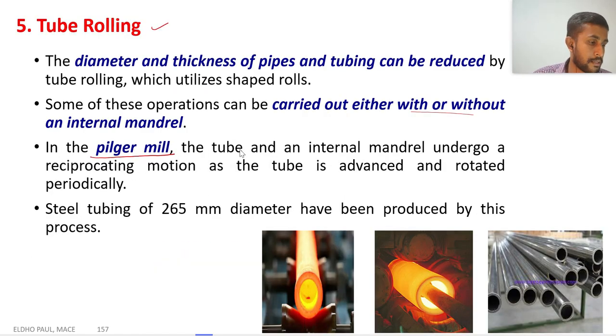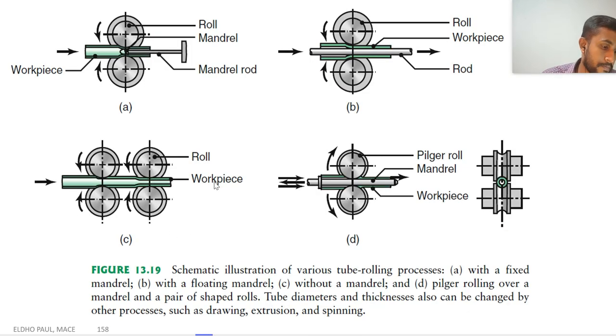So this is tube rolling. A plunger mill is used for that, and we use an internal mandrel undergoing a reciprocating motion as the tube is advanced and rotated periodically. So the tube is advancing, and at the same time it is rotating periodically during this process. We can create tubing with a 365 mm diameter using this process. So these are the different varieties of the process.